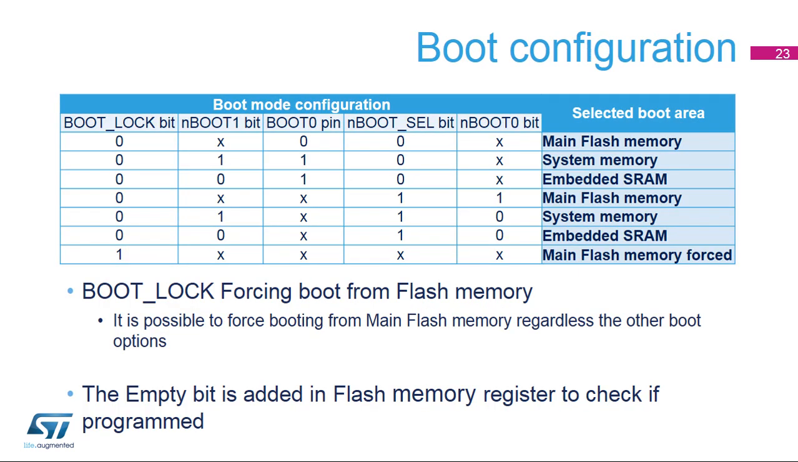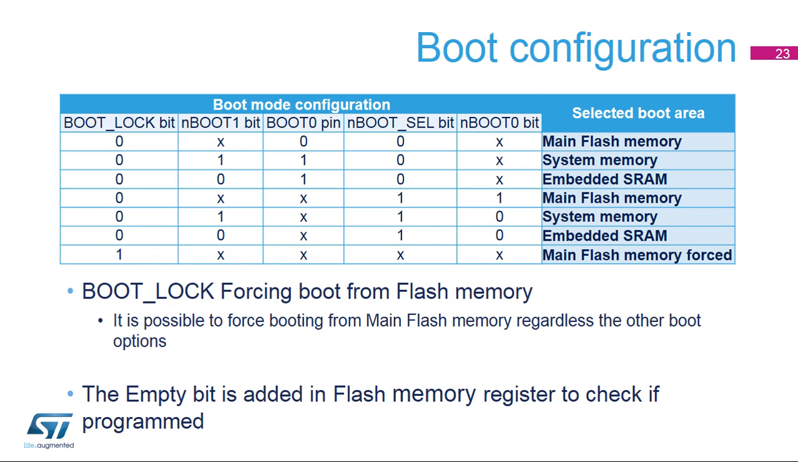The boot memory is selected from both option bytes and also from the boot 0 pin. This table indicates in which memory the processor will boot according to the combination of parameters. Note that when nBoot cell bit is set to 1, the boot 0 pin is ignored. Only option bytes selects the boot memory. When the boot lock bit is set in option bytes, only boot from flash memory is supported.